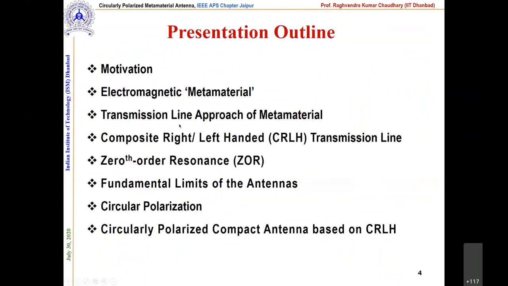We'll start from the motivation. We'll learn what electromagnetic metamaterials are. Then we'll see the transmission line approach of the material. Most importantly, I'll discuss the CRLH transmission line, which is the composite right/left-handed transmission line. Then we'll see its property, ZOR, zeroth order resonance. Then we'll discuss the fundamental limit of antennas and what circular polarization is. Finally, I'll show some of our findings developed at IIT Dhanbad.